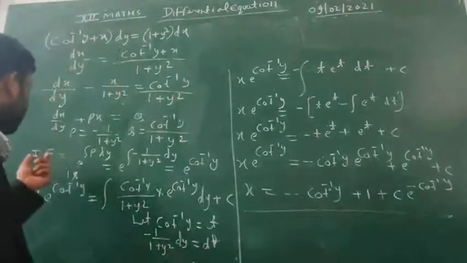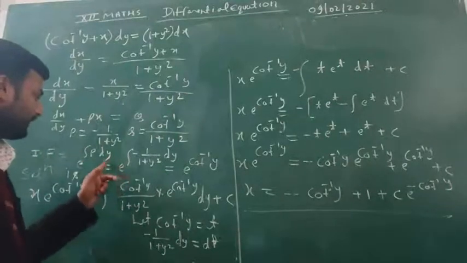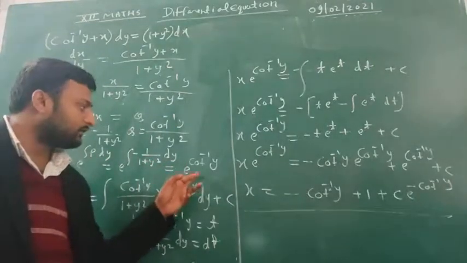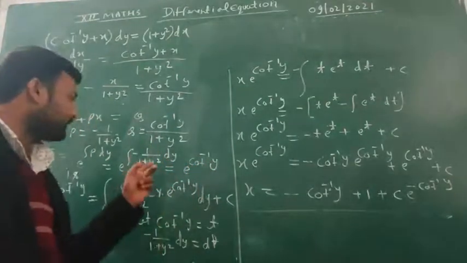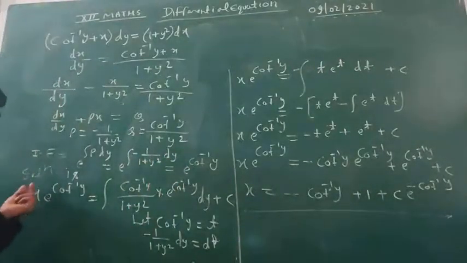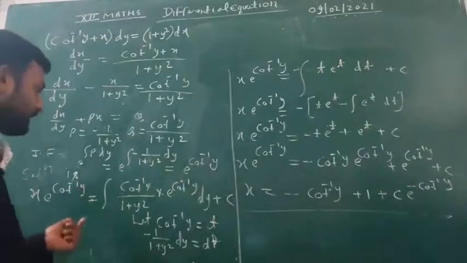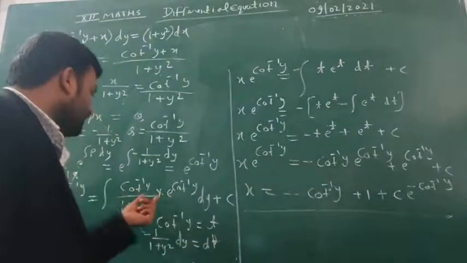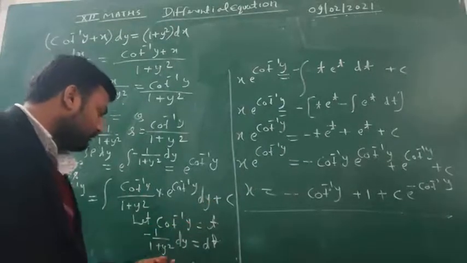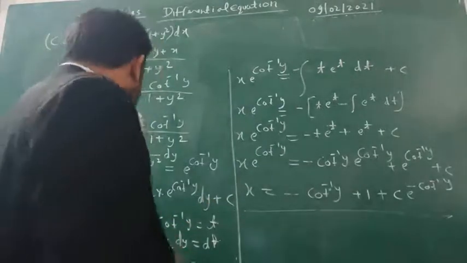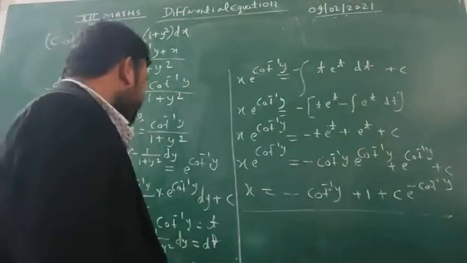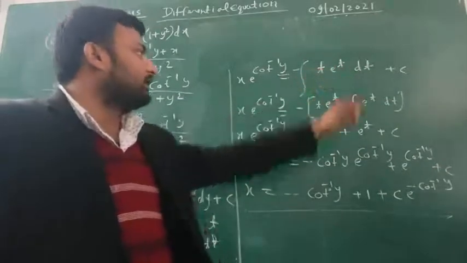So the integrating factor is e to the power integral of P dy. So e to the power integral of minus 1 by (1 plus y square) dy, we can write e to the power cot inverse y. The integration of this will be cot inverse y, students. Now the solution will be x times integrating factor equals integration of Q and integrating factor plus c. So cot inverse y is t, students, so minus 1 by (1 plus y square) dy is dt. So students, we write x e to the power cot inverse y, which is equal to minus integral of t e to the power t dt plus c.